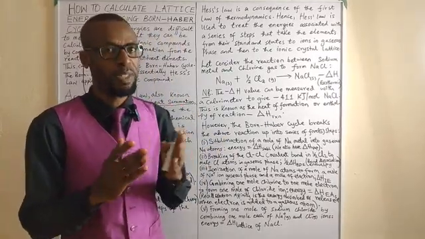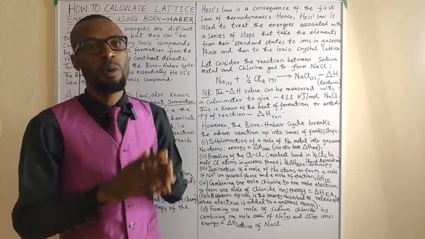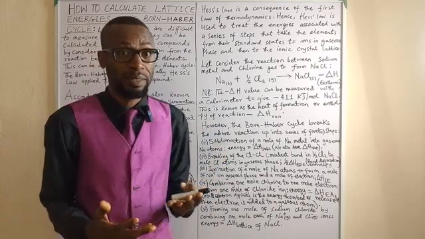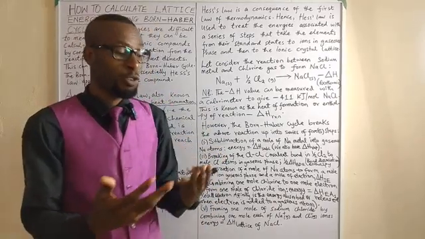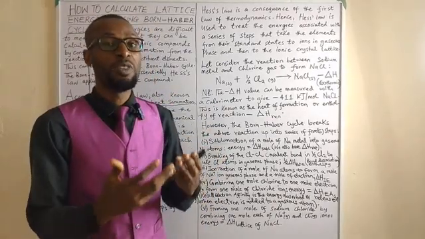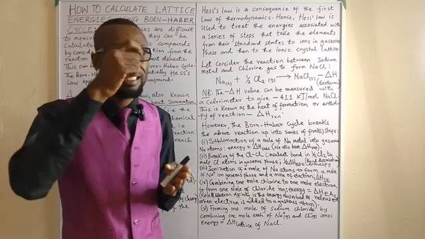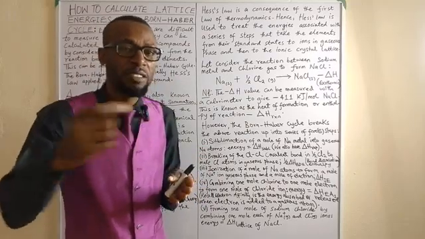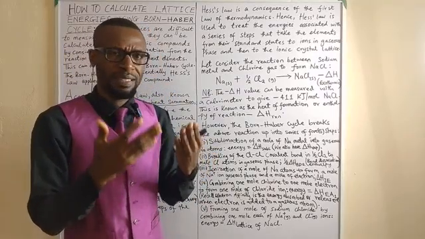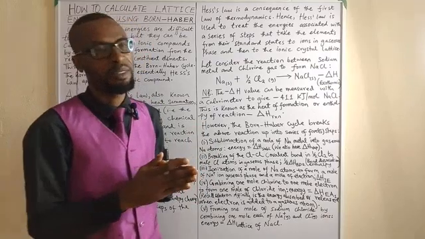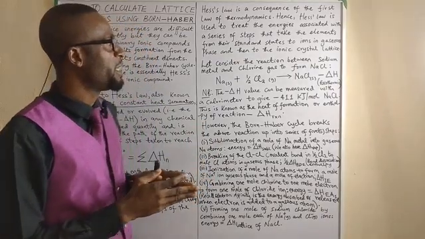Again, to repeat myself for emphasis, when we talk about the Born-Haber cycle, this is a mathematical model applying Hess's law that helps us determine the enthalpy changes involved in the different steps as standard elements combine to make an ionic compound. And this is very, very important.